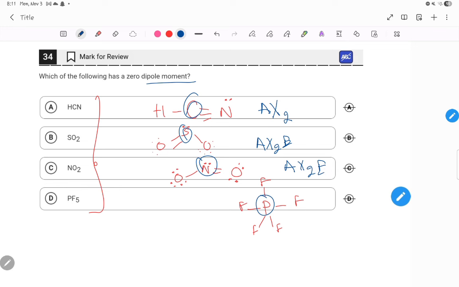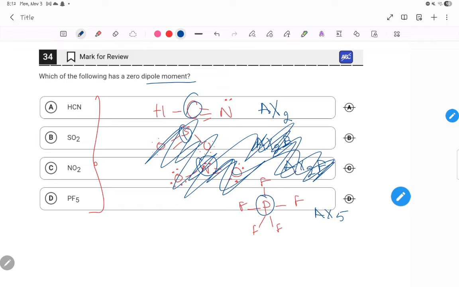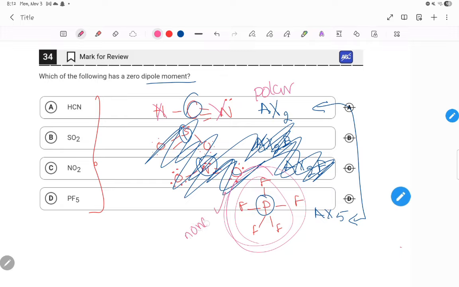So directly you remove the ones that are not symmetrical. So AX2E is not symmetrical. So now we're left with what? With AX2 and AX5. Now you check, are all the surrounding atoms the same? Here they are not the same, so this is definitely polar, so we will not take it. Here they are all the same, my bad. Since they are all the same, the dipoles will cancel out, and this is going to be non-polar. Okay, so that means the answer for this one is PF5.